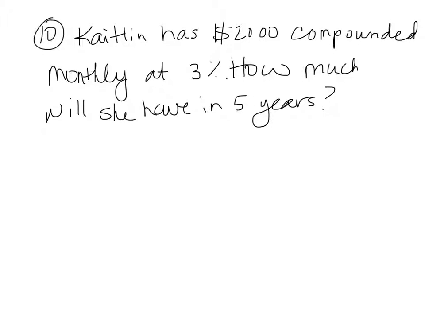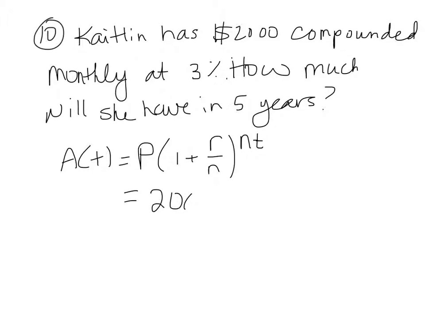Okay, so this is one of the problems with the A of t is equal to P times 1 plus R over N to the NT. So basically the bank is trying to trick you, and instead of giving you 3% every single month, they divide it into the 12 months and give you less of a rate. Okay, so you have $2,000 that you invested. That's your P. So I'll kind of label P. Your rate is 3, but you write it as 0.03. So don't mess that up. It's 3%, 3 per 100. So how much will she have in 5 years?